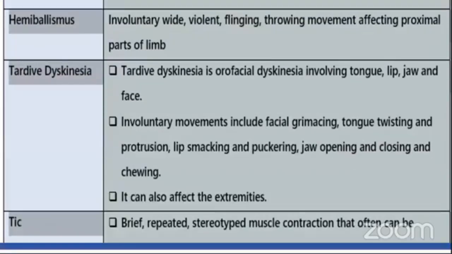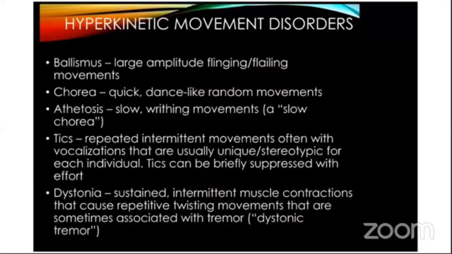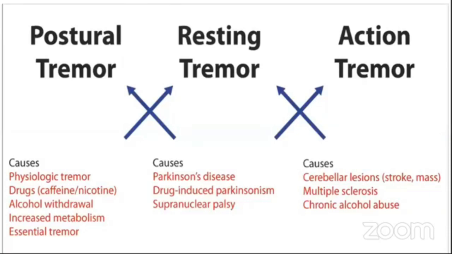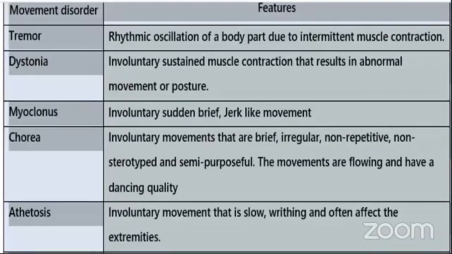These are all the movement disorders, which we will see at the end. So first, the most common movement disorder, hyperkinetic, that is tremor. We will discuss tremor. Tremor is an oscillatory rhythmic movement of a body part due to intermittent muscle contraction of both agonist and antagonist. It's a rhythmic oscillation of a body part due to alternating contractions of the agonist and antagonist. It is called tremor. It's a rhythmic movement.